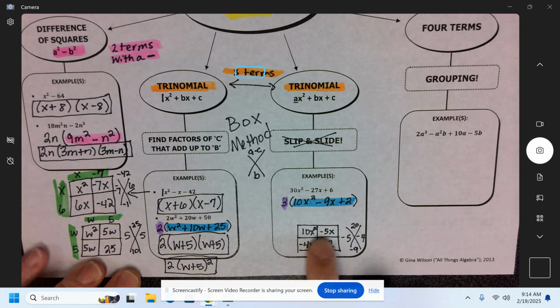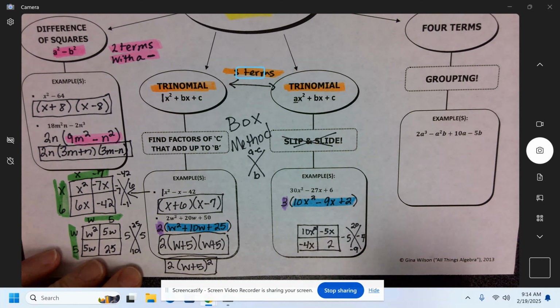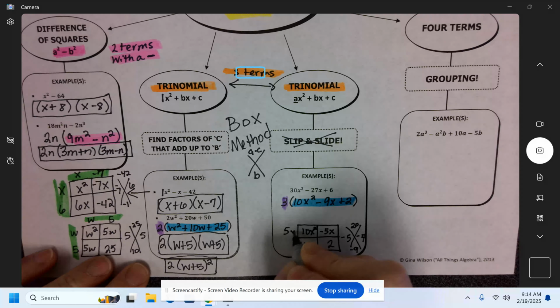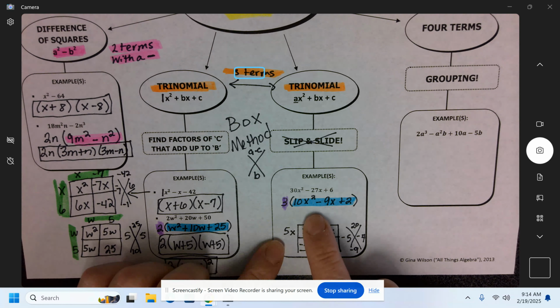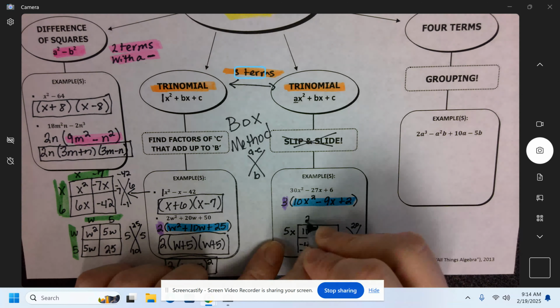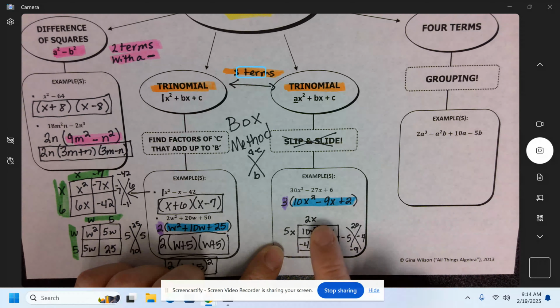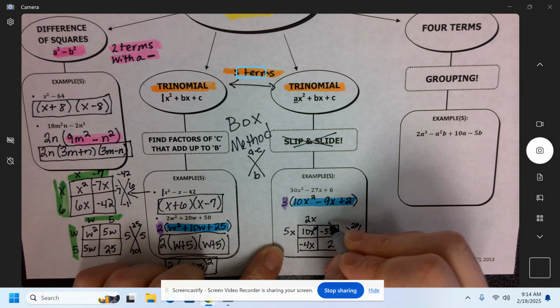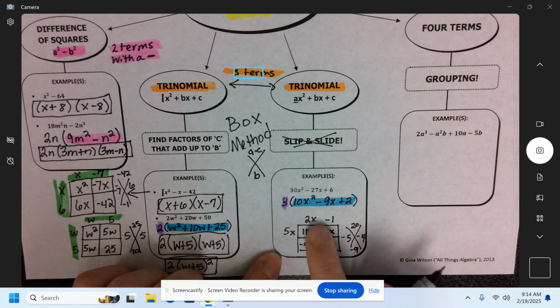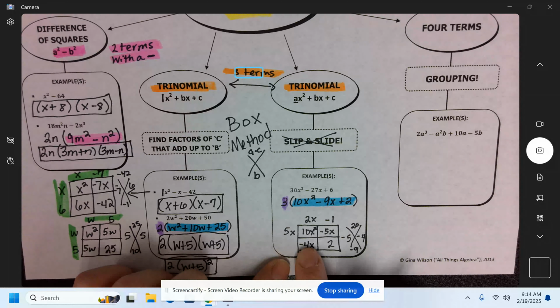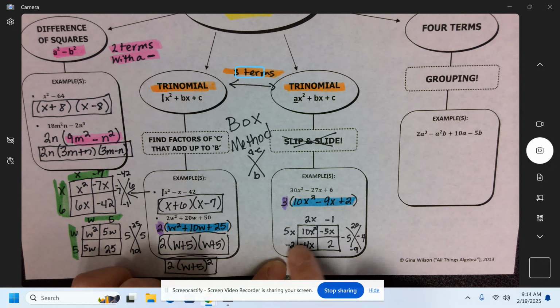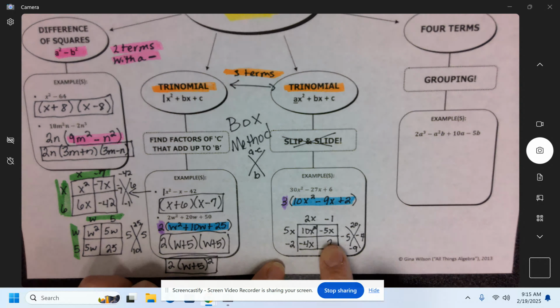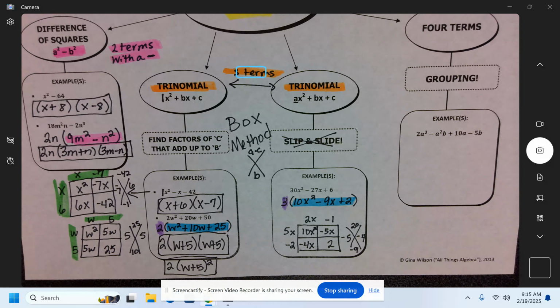We look across the top row. What is our greatest common factor across the top? Well, it's 5x. And then we make the box work. 5x times what is 10x squared? Well, that's 2x. 5x times what is negative 5x? That's a negative 1. 2x times what is negative 4x? That would be a negative 2. And then check, is negative 2 times negative 1 a positive 2? It is, so that means it worked. What we did worked out.